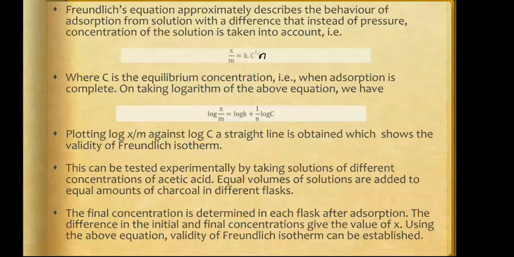Taking log on both sides of this equation, we will get log(x/m) = log k + (1/n) log c. Now if we plot log(x/m) against log c, we will get a straight line graph.